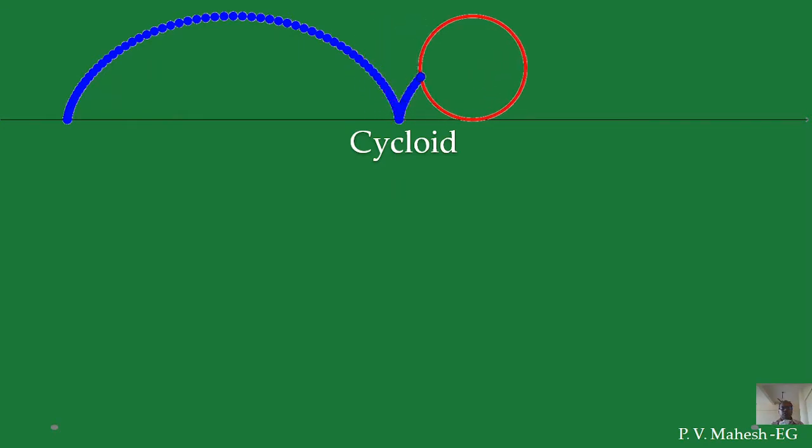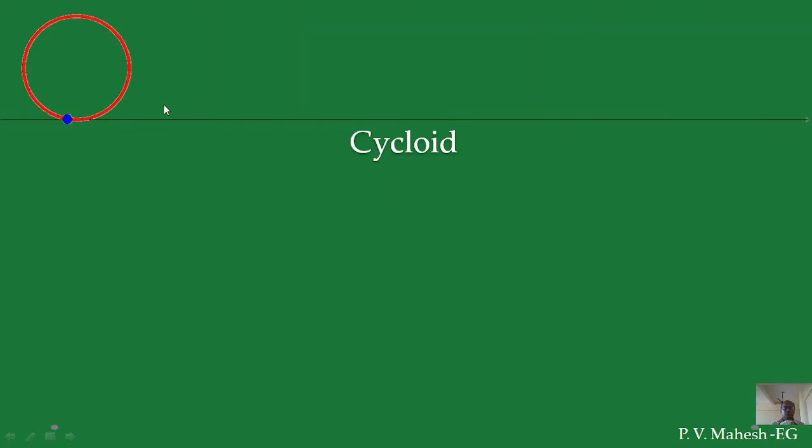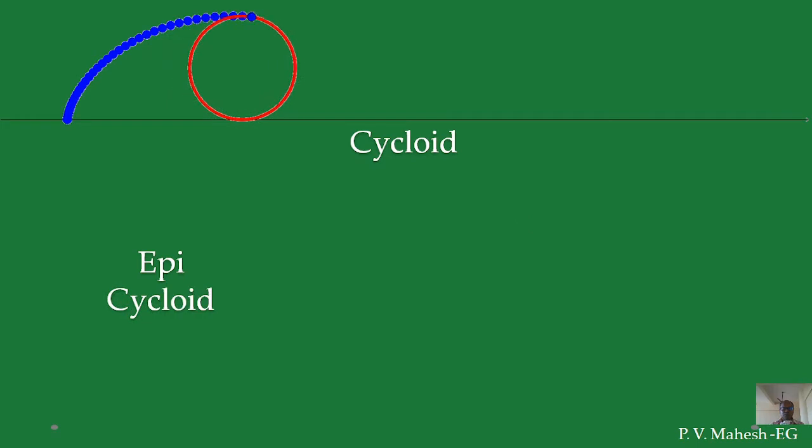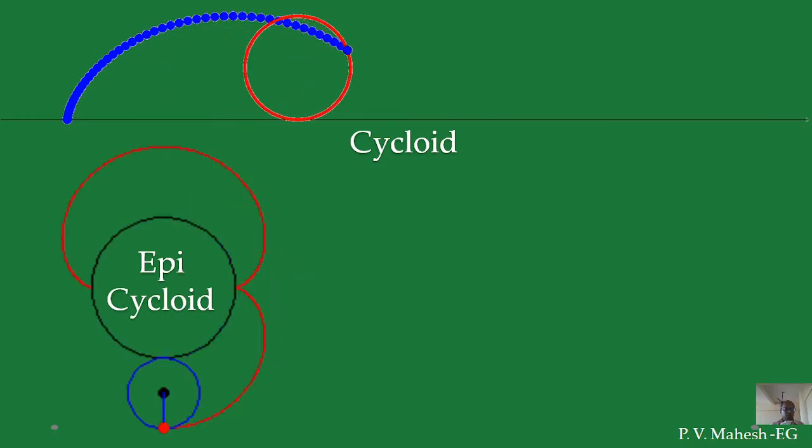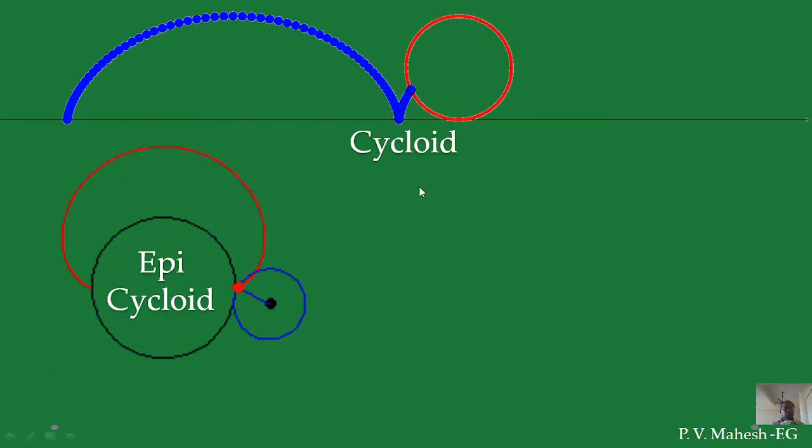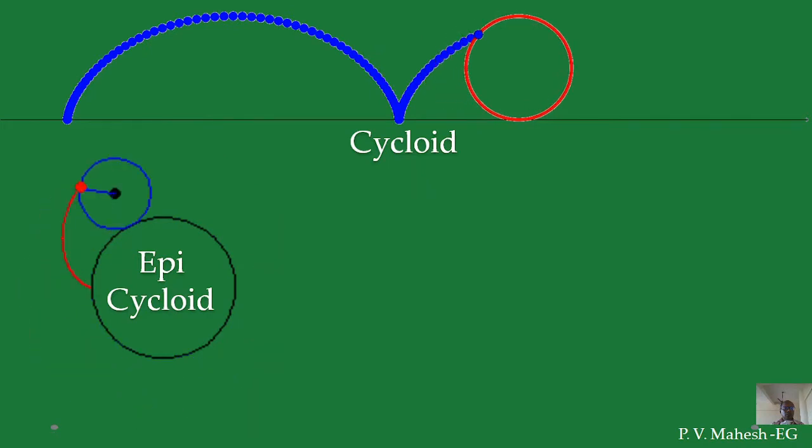If it is rolling on the flat surface and we observe one point on the circumference of the circle, then the path traced by that point while the circle is rolling on the line without slipping is called a cycloid. Now the other one is the epicycloid. See here, instead of rolling on a flat surface, the circle is rolling outside another circle, then it is called an epicycloid.